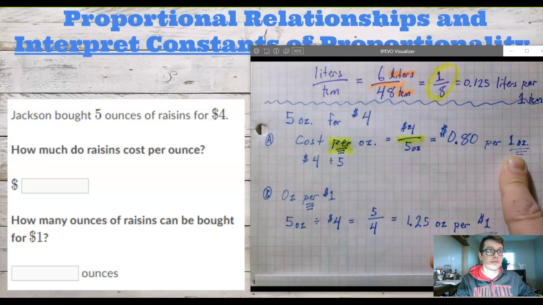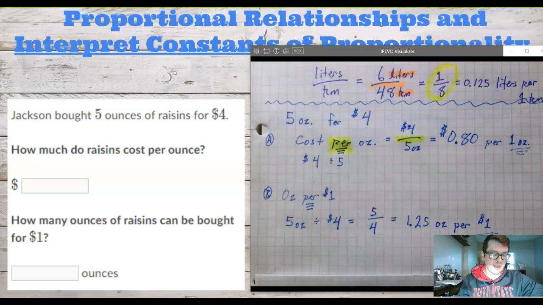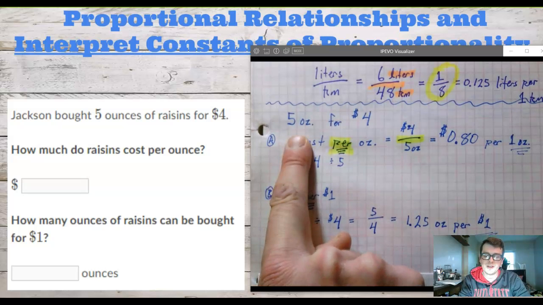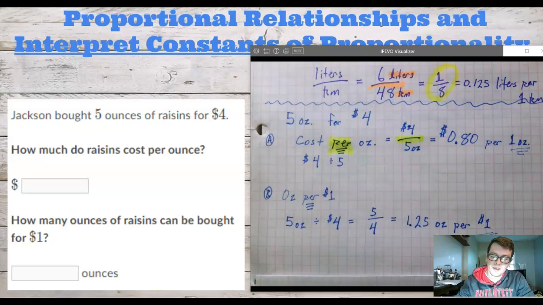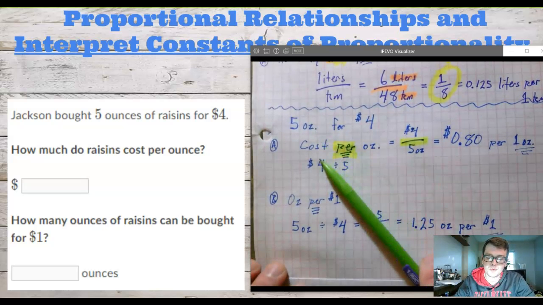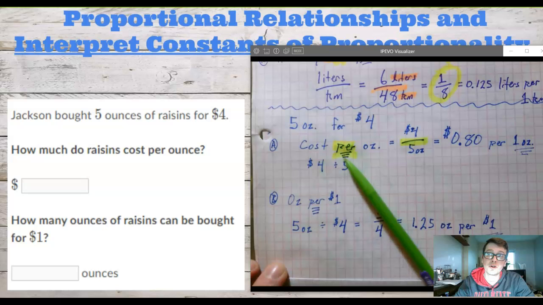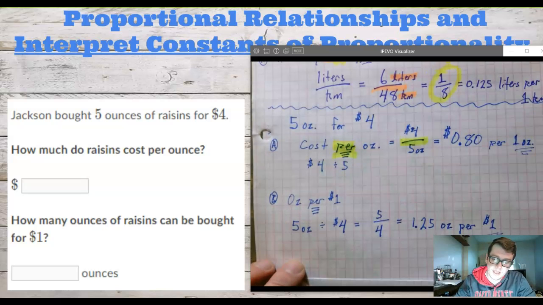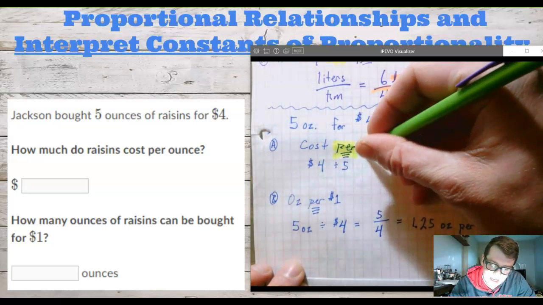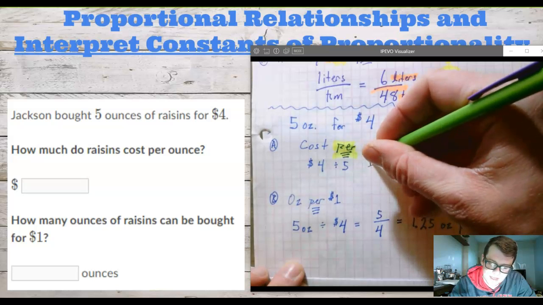Can you repeat it again, please? Yeah, absolutely. Thank you for asking. So the information they gave us was we can buy 5 ounces for $4. So then they ask us, what is the cost per ounce? Which, if we want to go ahead and fill in, there's actually a 1. They just don't say it.